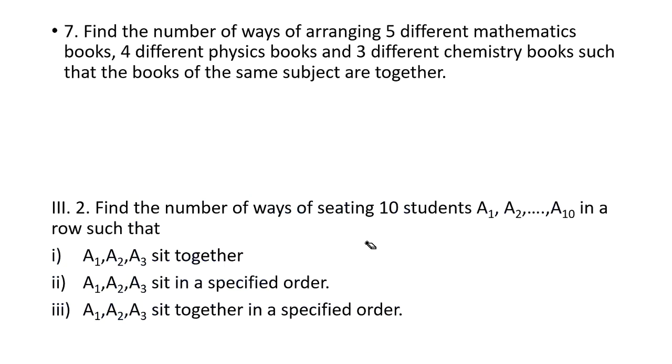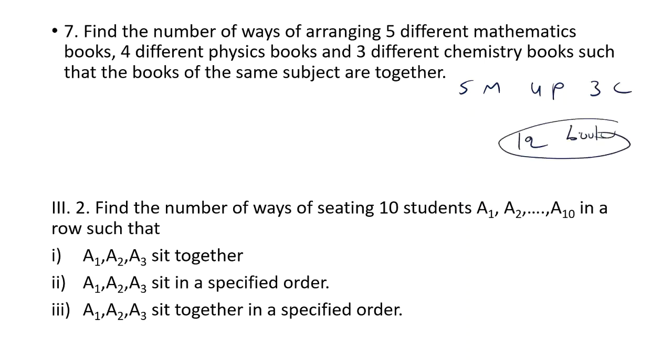Now, coming to the next problem. Find the number of ways of arranging 5 mathematics books, 4 physics books, and 3 chemistry books in a row such that the books of the same subject come together. So let us write down the information that we have. There are 5 mathematics books, 4 physics books, and 3 chemistry books. On the whole, how many books do we have? 5 plus 4 plus 3, which is equal to 12 books.